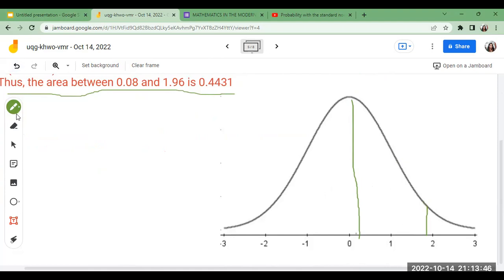And then, saan yung shade natin? We shade the area between. So, sa pagitan nilang dalawa. So, doon tayo mag-shade sa pagitan nila, which is sa gitna. Pag na-shade kayo, huwag na lang lagpas-lagpas. Hirap i-control yung mouse. I'm trying my best.